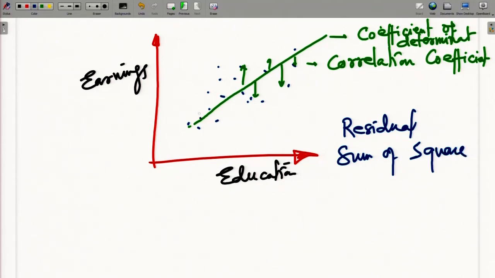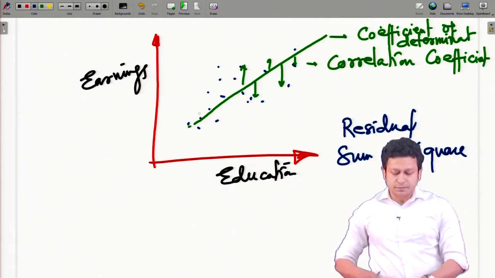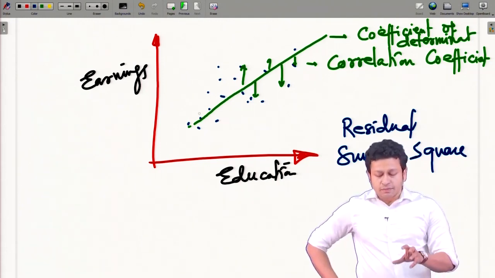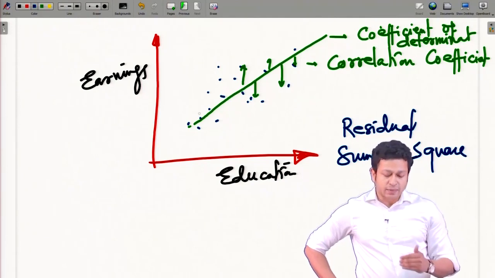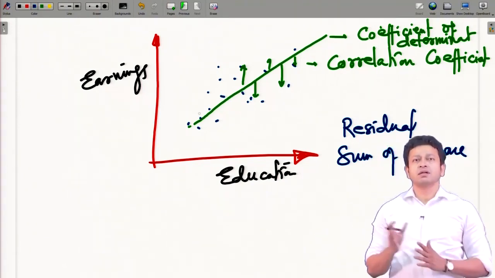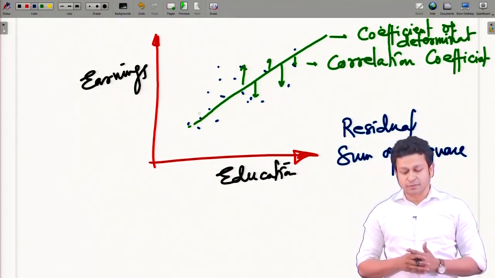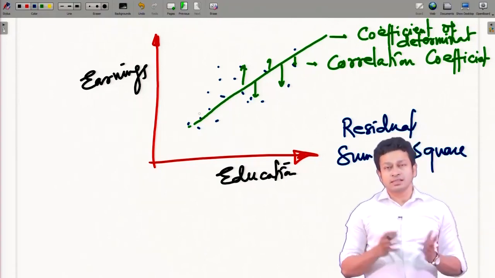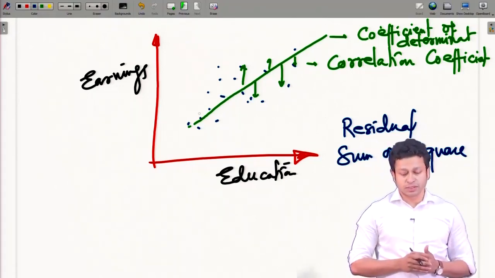We could draw this line just randomly. We could just visually see these plots, and we can simply draw a line which is probably somewhat equidistant from all the different points. But that is a subjective way of doing it. We really don't want to do things subjectively.